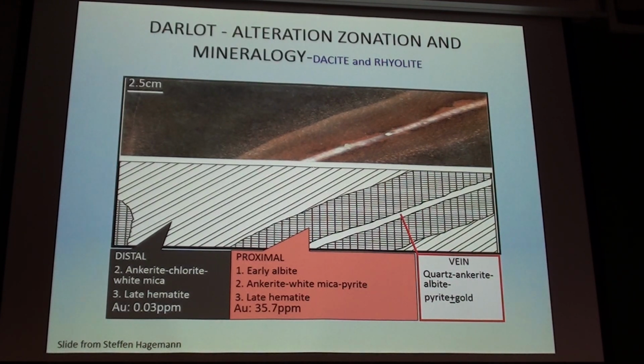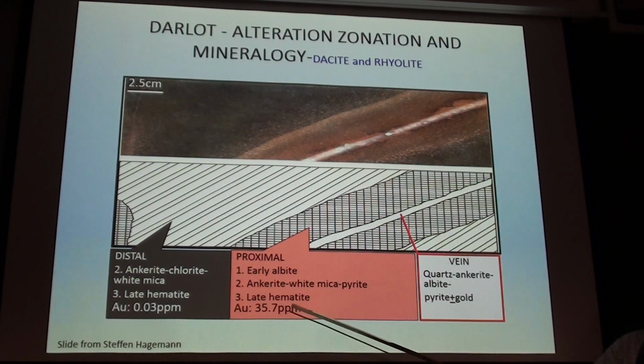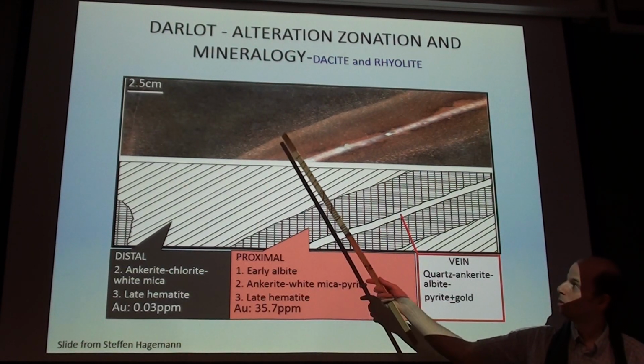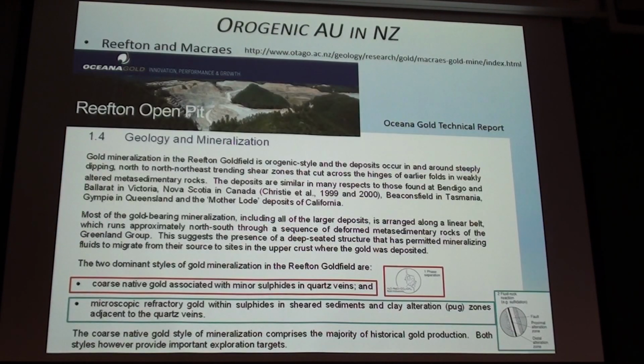This is for a felsic host country rock, where we basically have the vein that contains pyrite and gold. And further away again, we've got the alteration halo with gold abundances decreasing. And orogenic gold is being mined in New Zealand, for instance, at Reefton or Macraes.